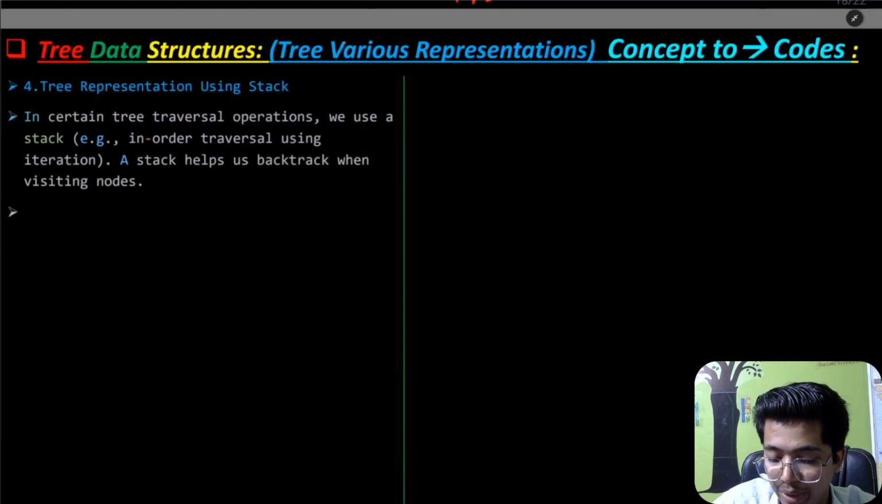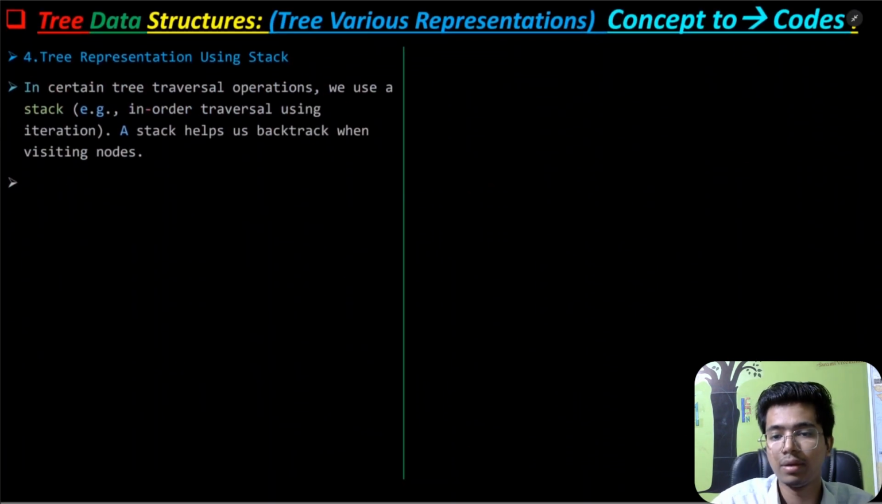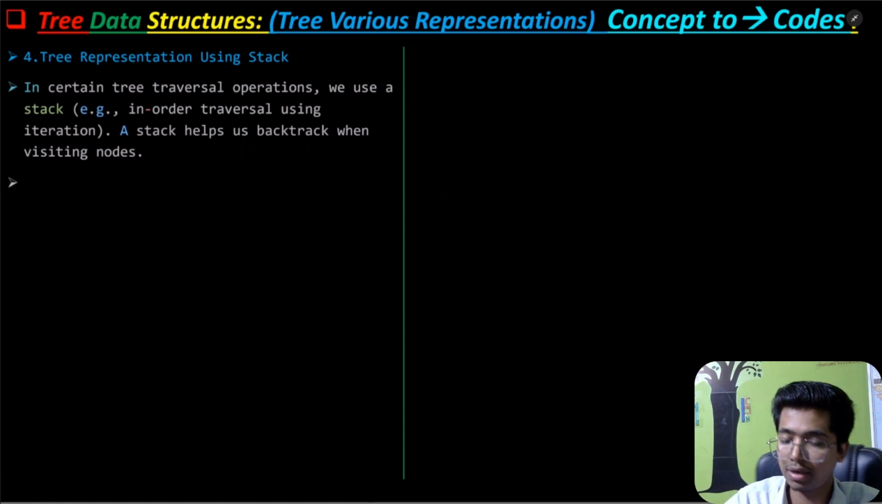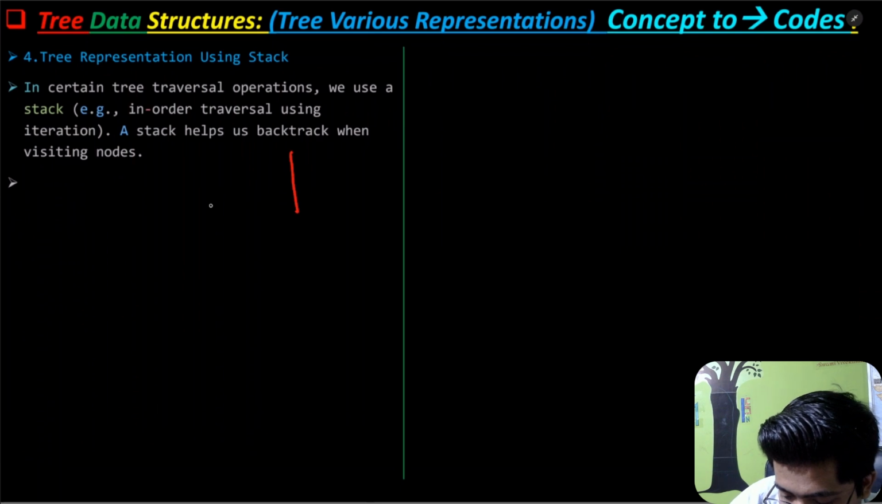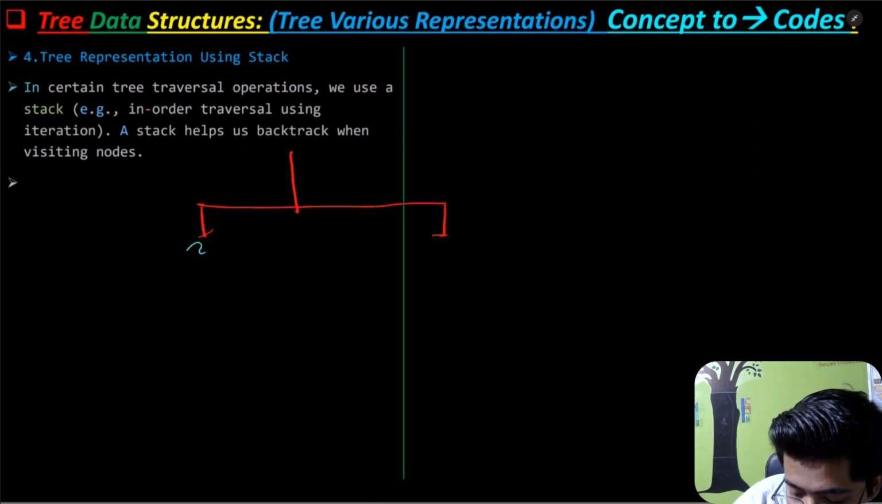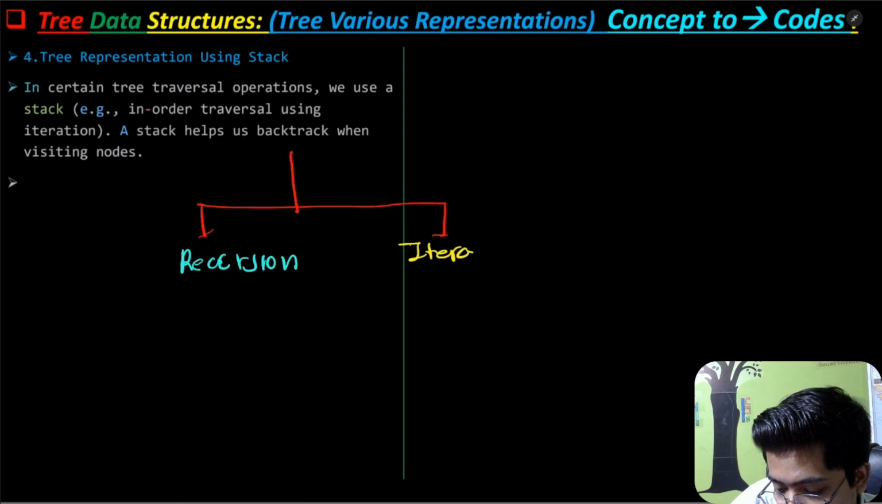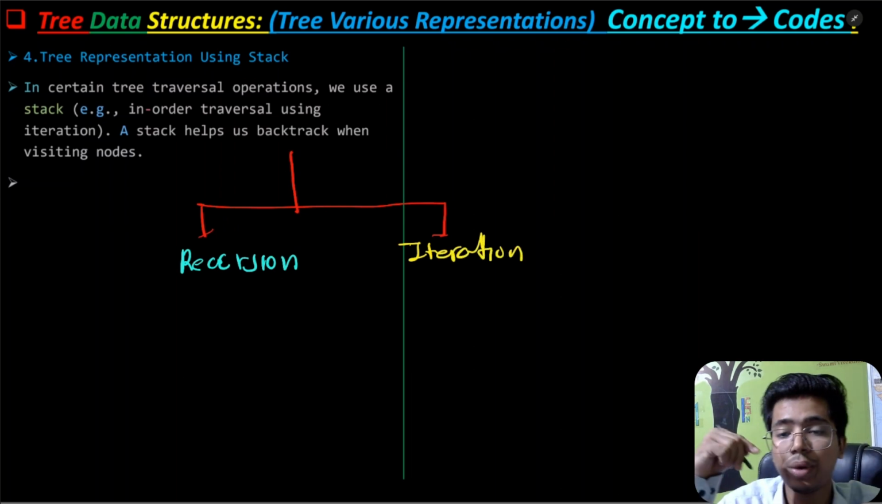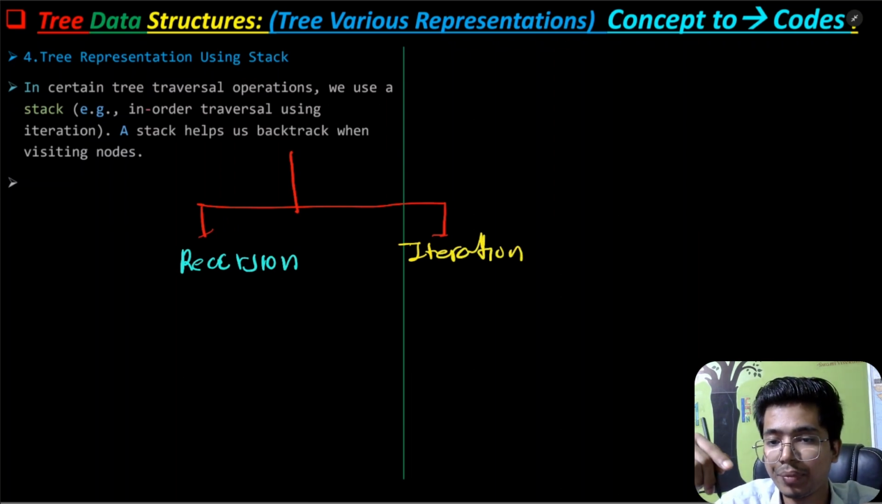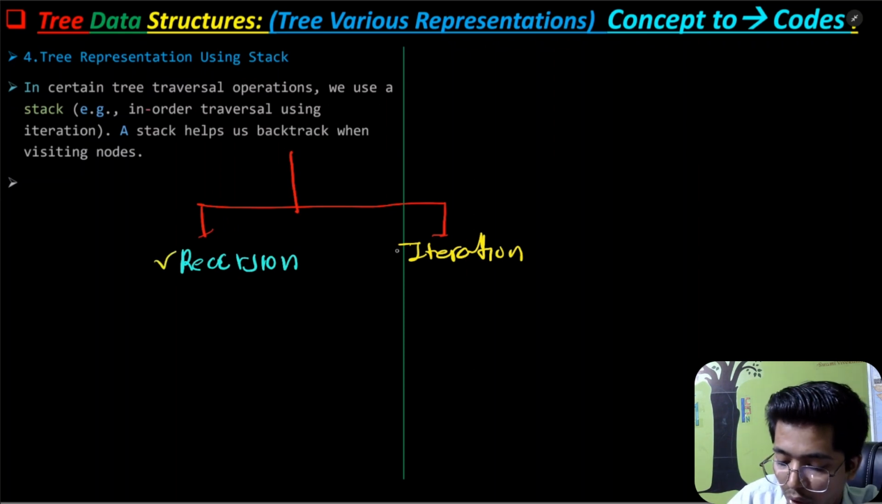Okay, now we'll be representing the tree using a stack. Using a stack we can represent it in two manners. First, using a stack when we perform recursion, and sometimes we utilize it for iteration. These are the two main methods by which we implement the entire tree, either using recursion or using iteration.